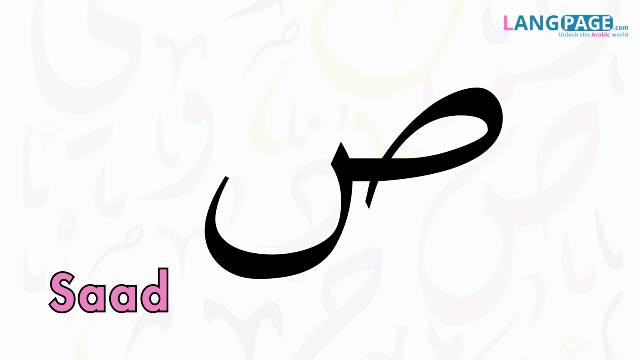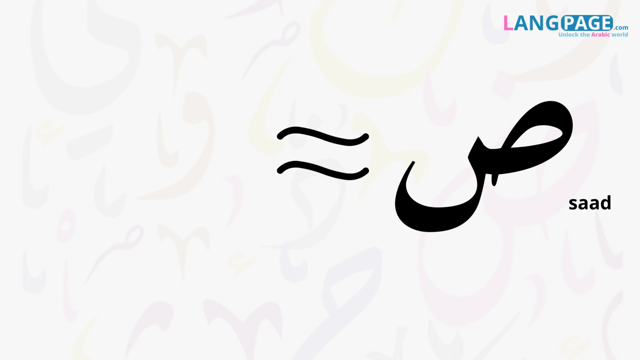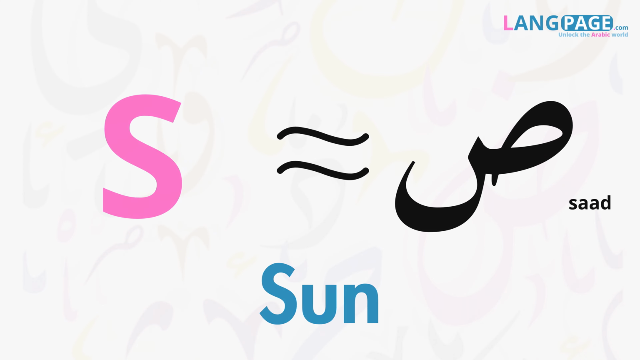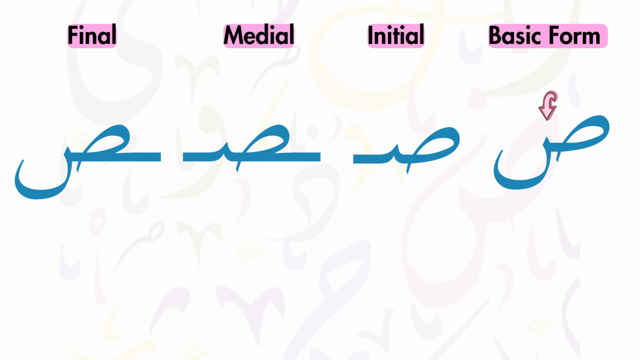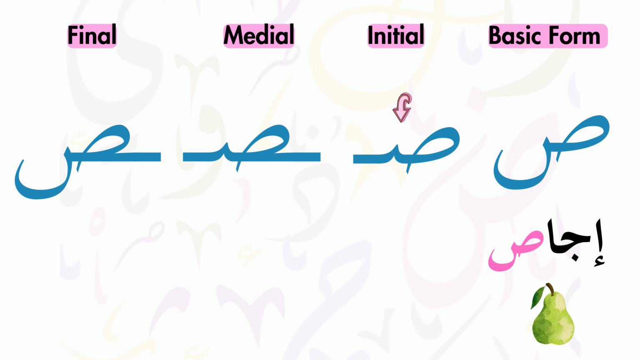Let's move now to the letter Saad, which equals S in English, but this is a heavy S, like in the word sun. This letter has four forms. The first one is the basic form, which has no hands, right or left, so it's just alone, like in the word إجاز, equals pair.